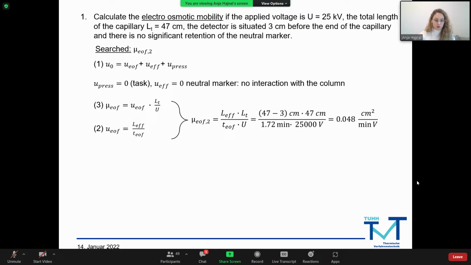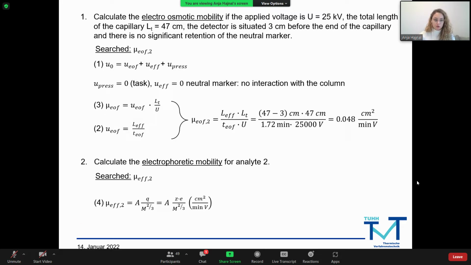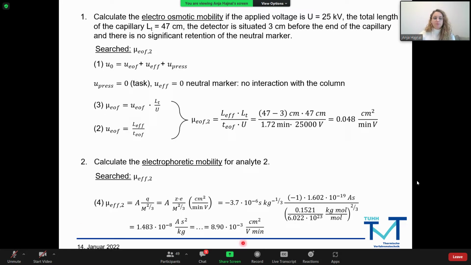All right, so I believe this is quite short and quite easy. For the electrophoretic mobility of analyte 2, which is our p-hydroxyphenolic acid, you should have obtained 8.9 times 10 to the power of -3 centimeter square per volt minute.